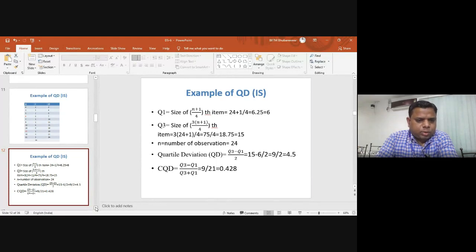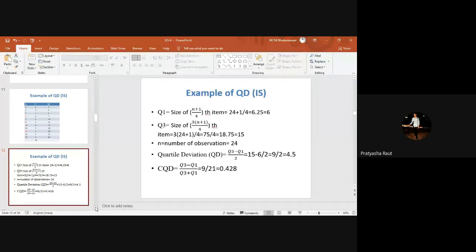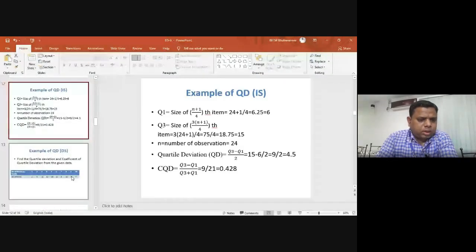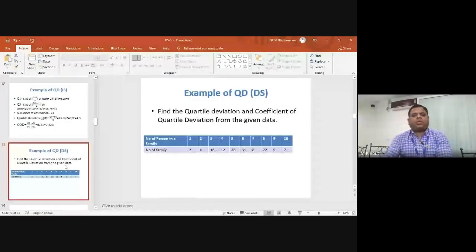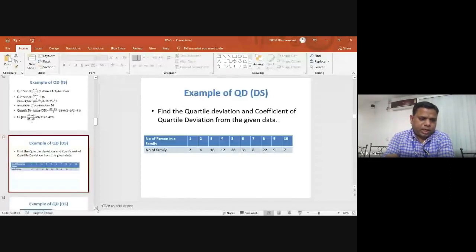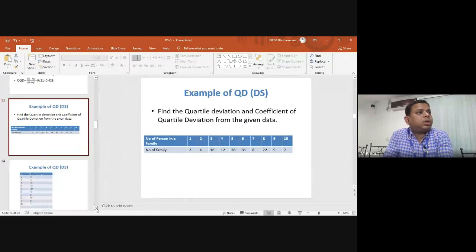Shall I move to the next slide? Yes, sir. The next one is for your discrete series: find the quartile deviation and coefficient of quartile deviation from the given data. We have the number of persons in a family, that is 1 to 10, and the number of families given as frequency: 2, 4, 16, 12, 28, 31, 8, 22, 9, 7. Calculate the quartile deviation and the coefficient of quartile deviation. Here which one will you take for calculation of frequency?